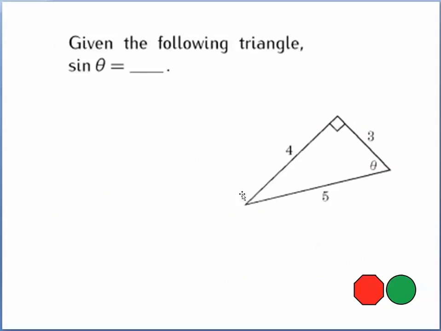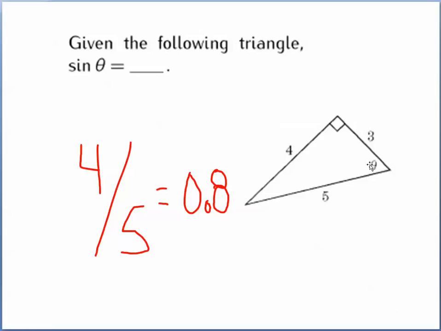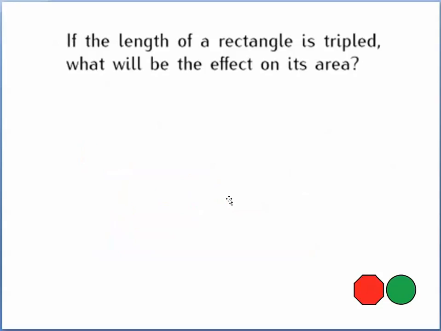All right, given the following triangle, find sine. Click on the stop sign. All right, let's see how you did. It works like this. Sine is always the opposite side divided by the hypotenuse. This triangle happens to be rotated around a little bit, but that doesn't change that this side 4 is opposite the angle theta about which we're speaking, and our hypotenuse is 5. So the sine of theta is 4 over 5, or 0.8 in decimal form.